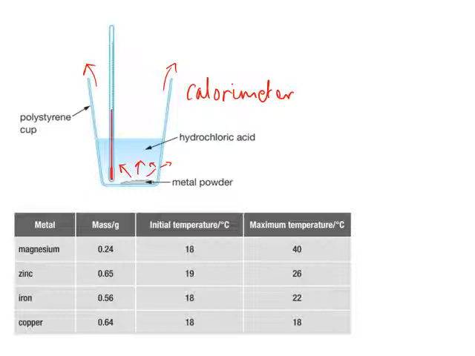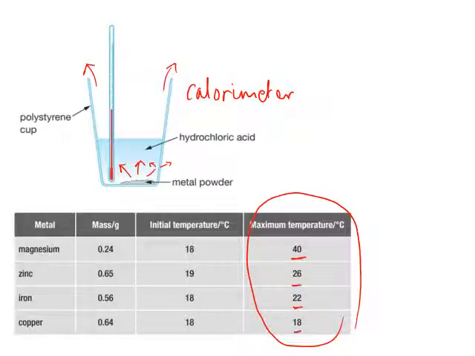So when we're doing this experiment, we're going to measure the temperature, and whichever one has the max temperature increase, that's the one which gives the most vigorous reaction. Here we can see it's magnesium, then zinc, then iron, then copper. Now in this experiment we need to keep the variables the same. We try to keep initial temperature the same, but there's some variation, but it doesn't really matter. What matters the most here is the mass.